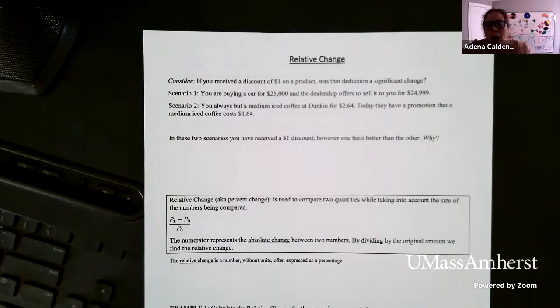So when we talk about discounts and prices changing, this comes up a lot in business. We often want to think about how the change happens in comparison to what the original amount was. Same thing with population, right? If we're talking about a population changing by 1,000 people, if you have a tiny town that only has 500 people, that's a huge change. If you're talking about New York City, right, 1,000 people coming or going is not a big deal. It's relative to the original size.